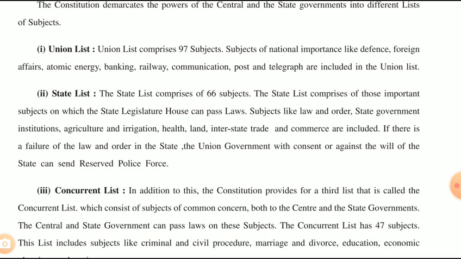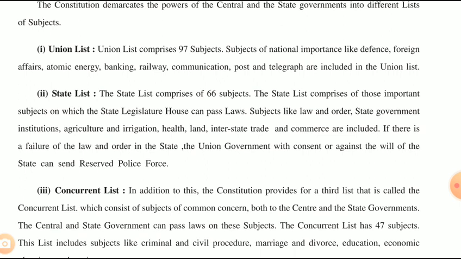So union list is composed of 97 subjects, and these subjects are related to national importance like defense, foreign affairs, atomic energy, banking, railway, communication, post, telegraph.